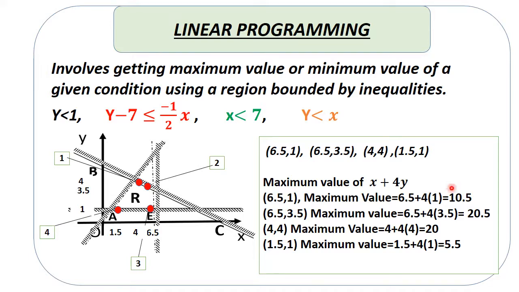So what is the maximum value? This is 10.5, this is 20.5. 20.5 is greater than 10.5. Then the next is 20. 20.5 is greater than 20, so this is still the maximum. 20.5 and 5.5, 20.5 is greater. So this is the maximum value. Therefore, the maximum value of x plus 4y is 20.5, and it is produced by the coordinate 6.5 and 3.5. Sometimes they can ask you to identify the values of x and y that give you the maximum value. So it's 6.5 and 3.5, and the maximum value is 20.5.